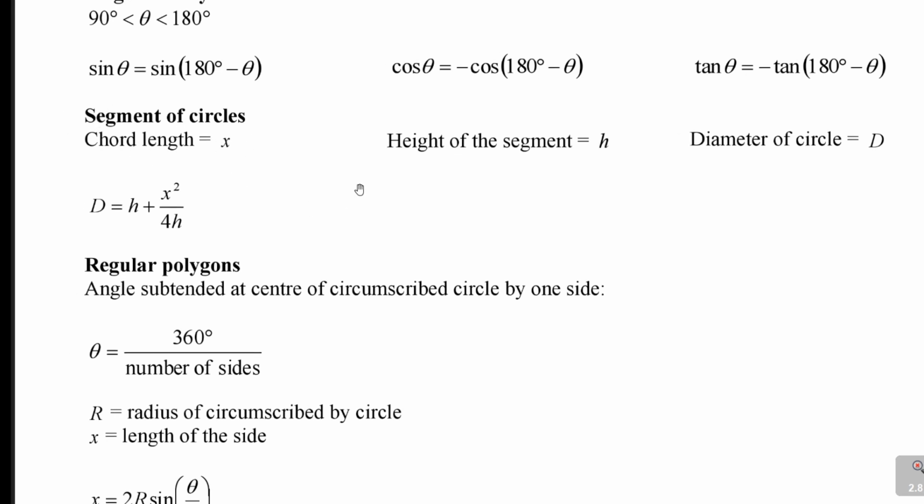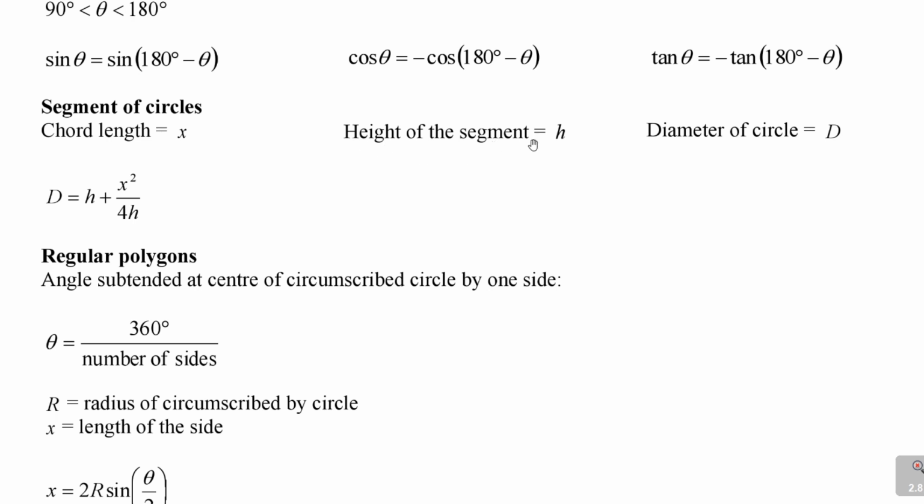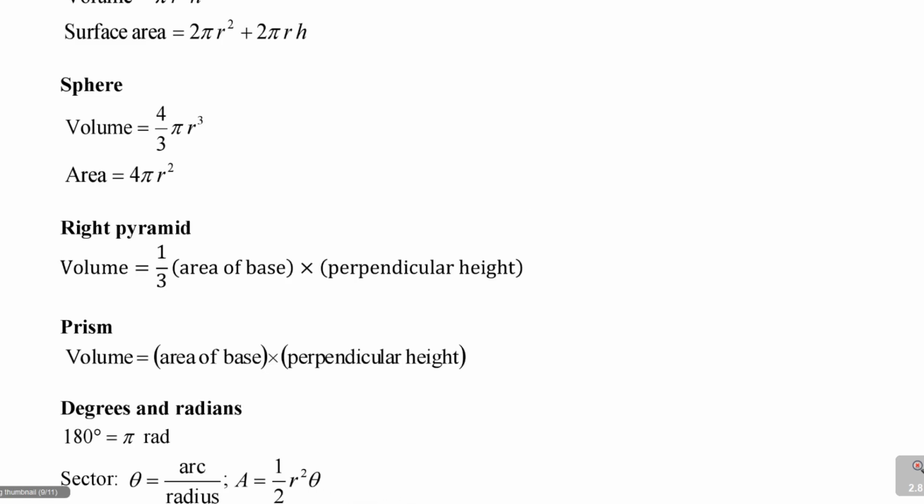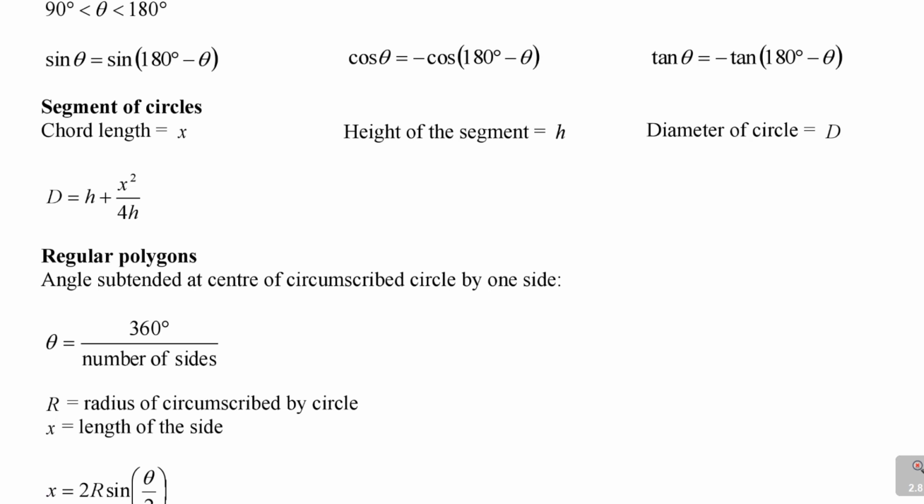Segment is a segment of a circle. So chord length is equal to x, height of a segment, and the diameter. So there is the formula. D is h plus x squared over 4h. Let me check it again if I did that right. That formula there is D equals h plus x squared over 4h. Let's come again. What does it mean? x is the chord length, the height of the segment is the h, and the diameter of the circle is D.